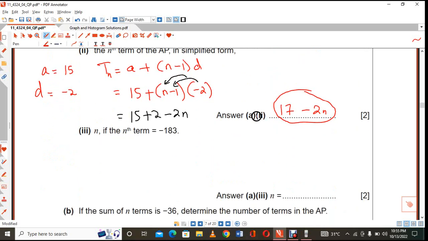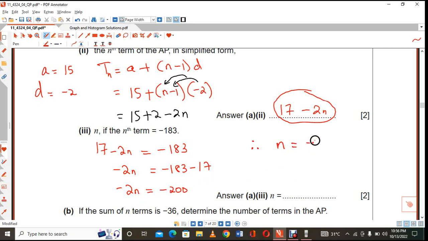They say find n if the nth term is equal to minus 183. So you take the rule that you got in Roman 2, 17 minus 2n, and let it equal negative 183 because you're looking for the value of n. So minus 2n is equal to negative 183 take away 17. It's going to be negative 2n is equal to negative 200, and n therefore will be negative 200 divided by negative 2, therefore n is 100.